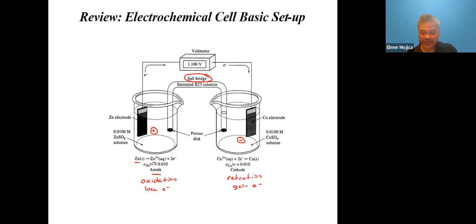So what happened? The cation in the salt bridge, for instance, the K+ here, it will go here. And the Cl- will go here. So tandaan nyo pa yan? So is this new to you?